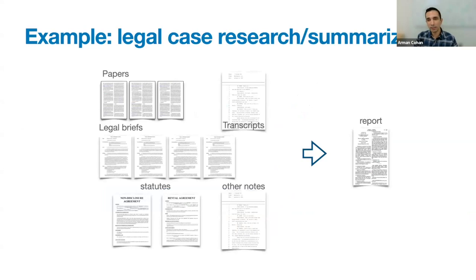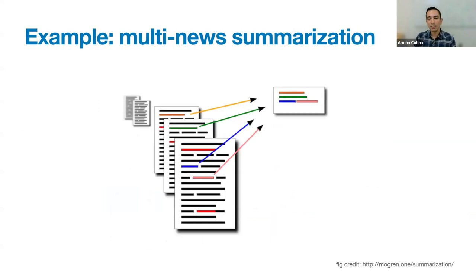For example, legal case summarization. You usually have a lot of different, for example, papers, transcripts, legal briefs, statutes, and other notes that you want to summarize all of them into a single coherent report. And news aggregation is another classic example, where you might have a lot of different articles about the same event. Each of them has its own political orientation and biases, but you want to aggregate everything that you have about this.